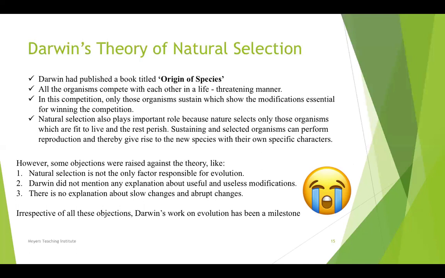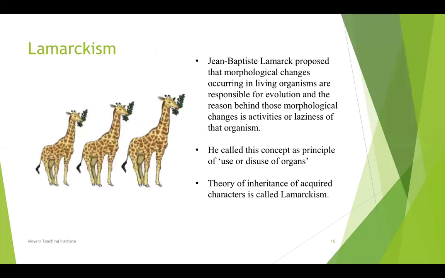Next is the concept of Lamarckism. John Baptist Lamarck proposed that morphological changes occurring in living organisms are responsible for evolution, and the reason behind those morphological changes is activity or laziness of that organism. He called this concept the principle of use or disuse of organs.